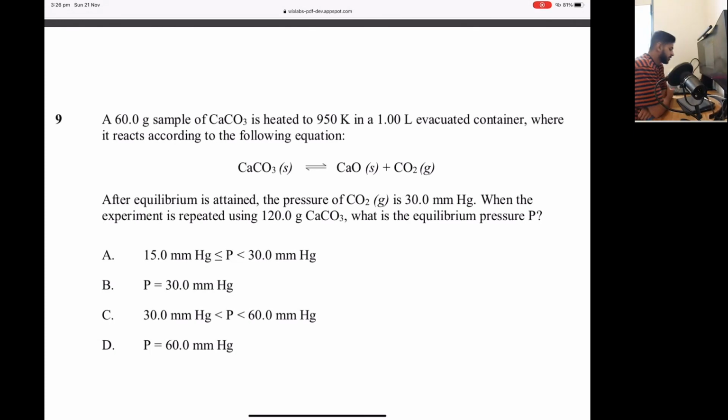Okay, so Risat, what's your answer? A, B, C, or D? I've put D. D? Okay. And Gerald, what's your answer? I got B. Okay. Risat, why did you pick D? Tell me your thought process.